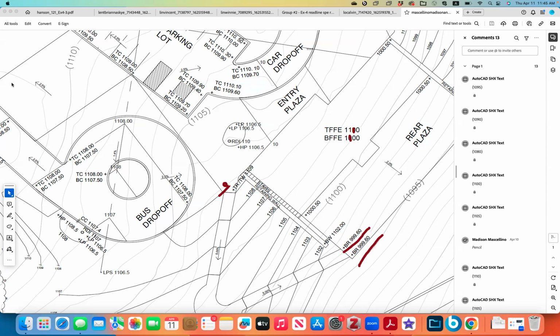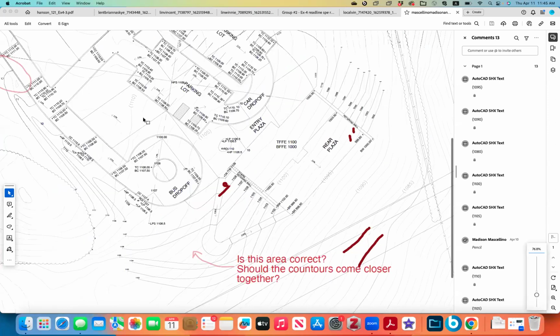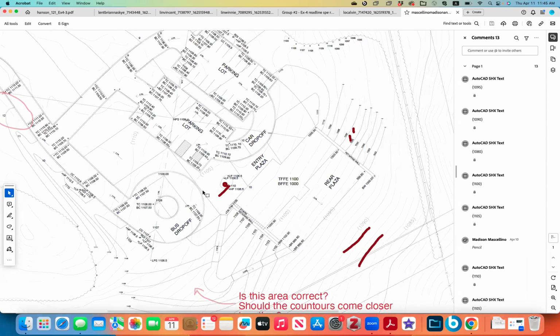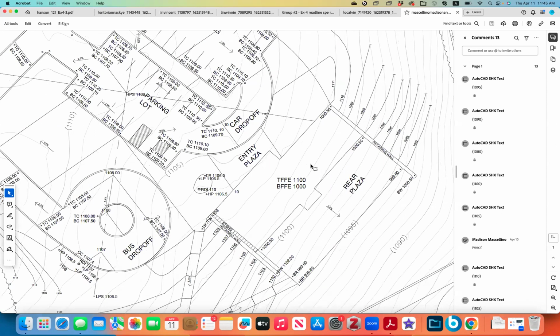Yeah, let me zoom out, see if that's the case. We are going down and then we go up pretty quickly here. So you're pretty high. Yes, your elevations are pretty high. So that's correct. Your BFFE and TFFE are not calculated correctly. So this is 1110. Okay. 1110, and then this is 1100. So all these need to be revised accordingly.